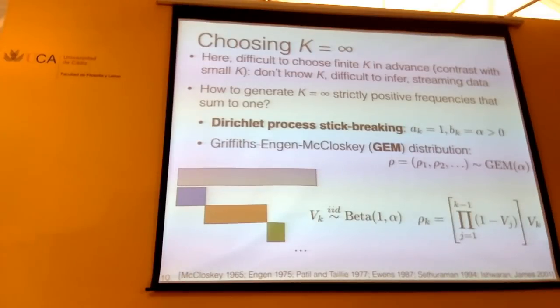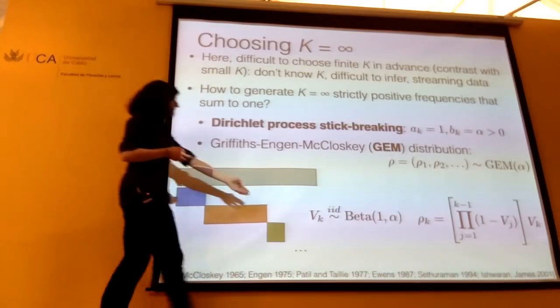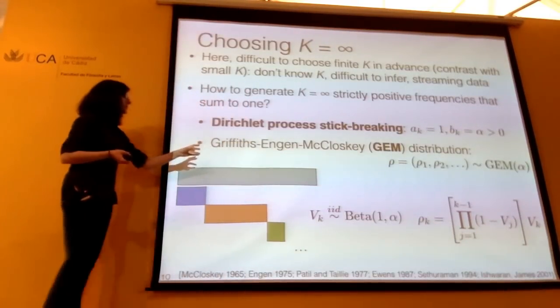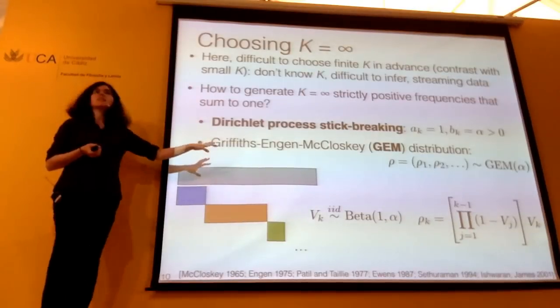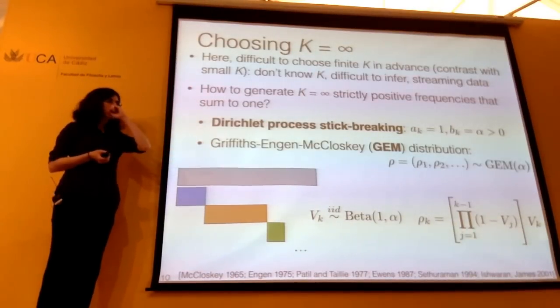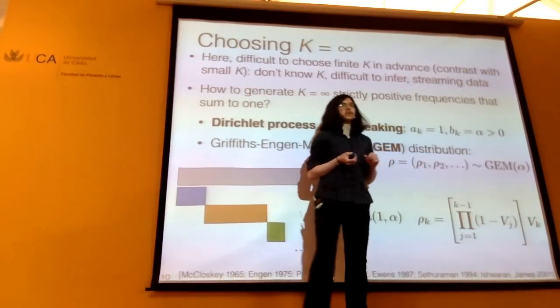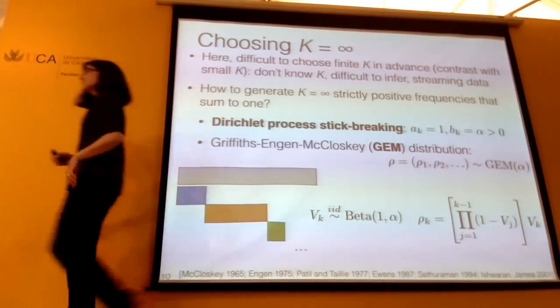Okay, great. So at the end of the day, this is what we have. We have this recursive stick-breaking representation that gives us the Griffiths-Engel-McCloskey, or GEM, distribution over this countably infinite set of frequencies, a random distribution.